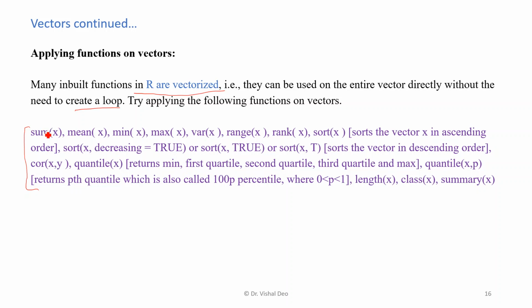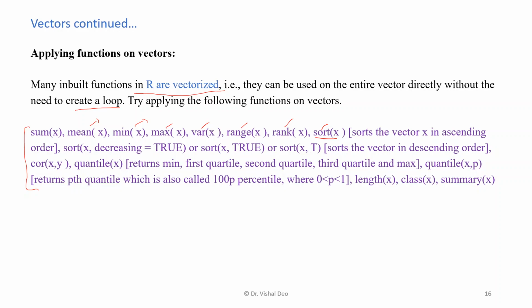Suppose x is a vector. If I write sum of x, it will add all the values which are there in x. Mean of x, again, will return the arithmetic mean of all the values. Minimum of x will return the minimum among all the elements of x, and so on. Similarly, maximum, variance, range, rank, sort. Now sort is something different which we should see.